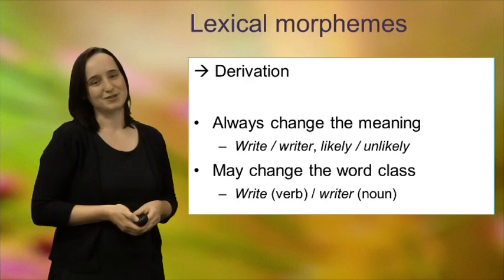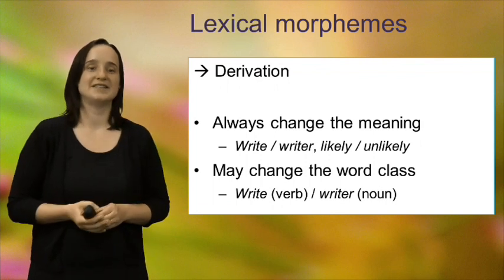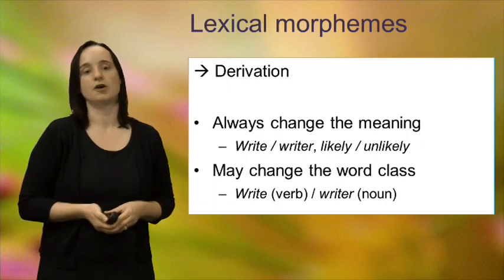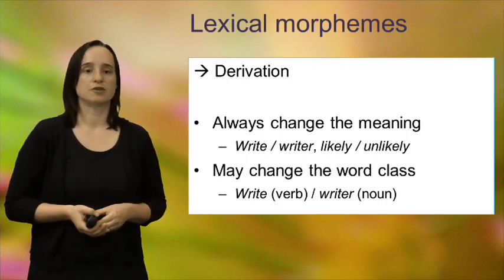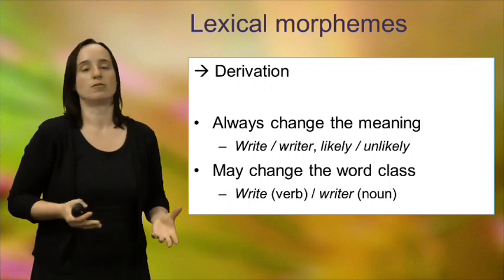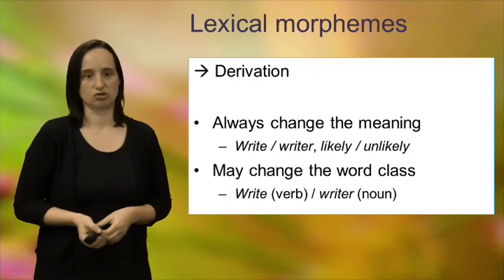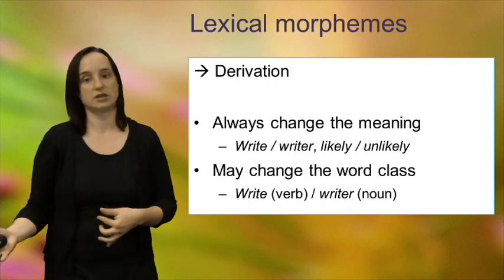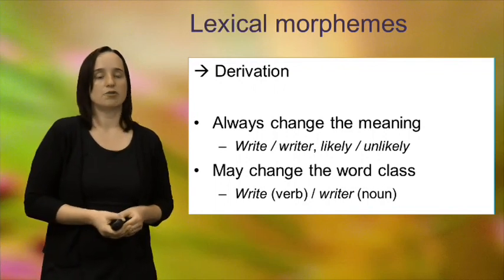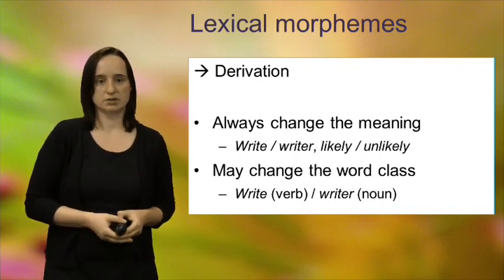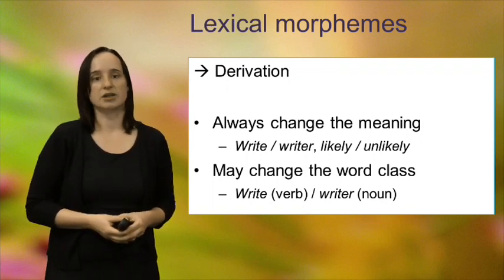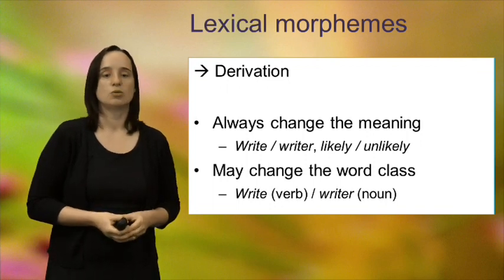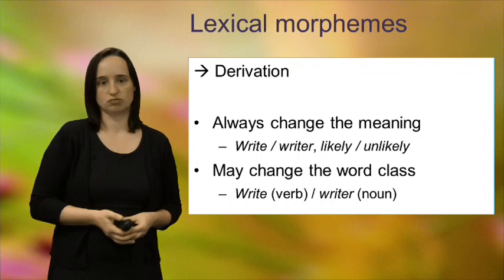Now, the other types of elements, those morphemes that indicate lexical meaning, are called derivation, and these always change the meaning of the word they attach to. So, in the case of write and writer, we had a change from an action to a person who's doing that action, and in the case of likely and unlikely, we had the change from something positive to something negative. Now, derivation can also change the word class, but doesn't always have to do so. So likely, unlikely remain adjectives, even though there is derivation, whereas write, writer, we see a change in the word class from the verb to write to the noun writer.